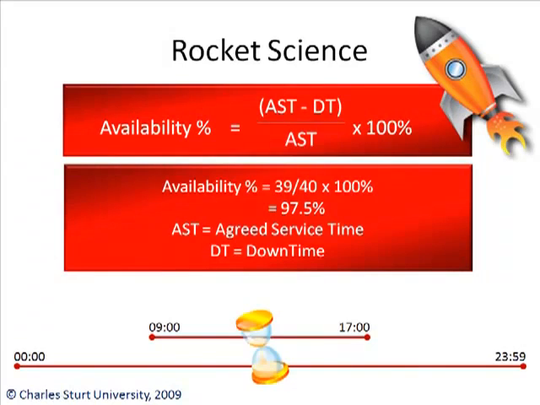Now, availability management is really a bit of rocket science. Now, you can use a formula. It says here availability, the percentage of, equals my agreed service time minus the downtime that occurs within my agreed service time, over my agreed service time, times 100%. I'll give you an example.